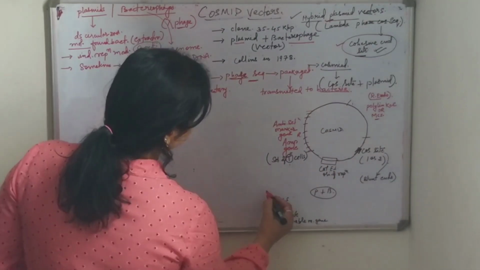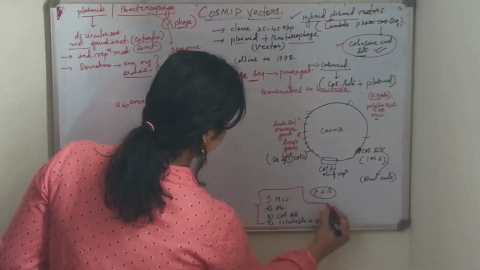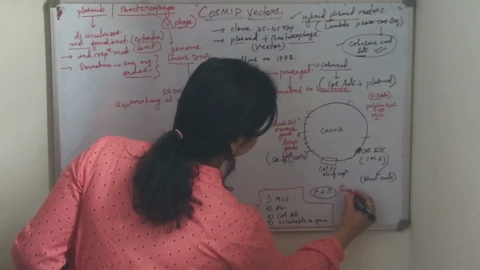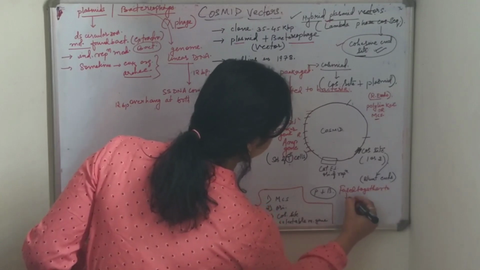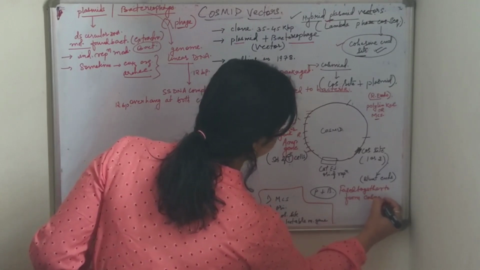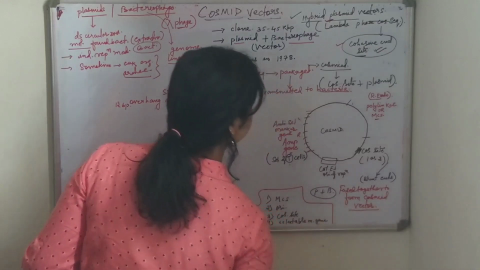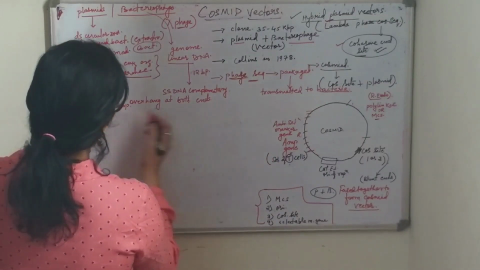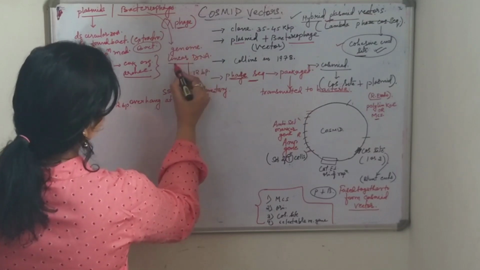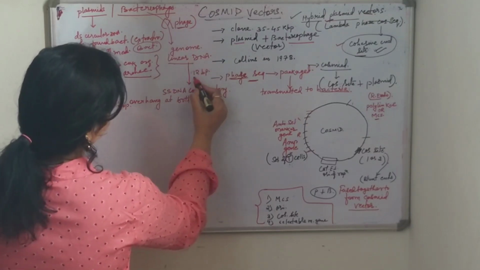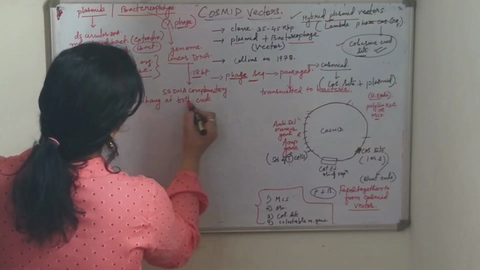Now these are the sequences, and these sequences are fused together to form the cosmid vector. Okay. Now I have told that here this lambda phage genome is linear DNA and it is having 12 base pair, single stranded complementary overhang at both the ends.